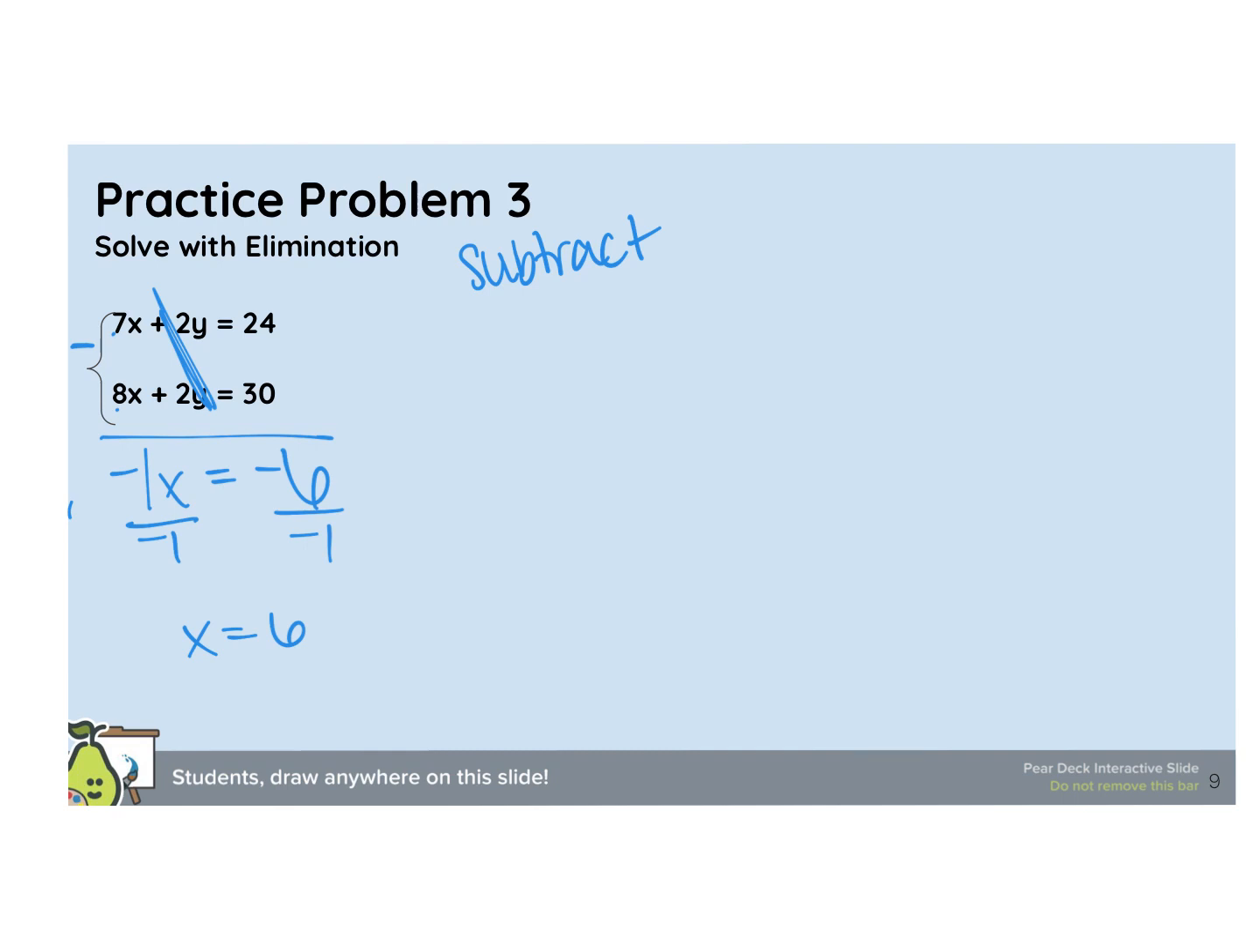So x is 6. Pick one of these equations. I'm going to pick the one with slightly smaller numbers, the first one. And instead of x, I'm going to put a 6 in its place. And then solve for y. What does that give me? 42.